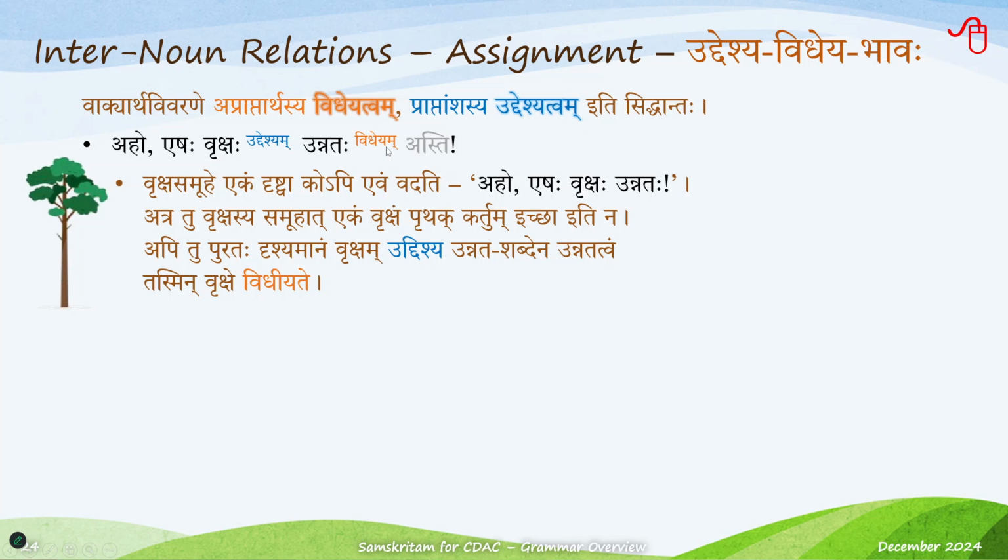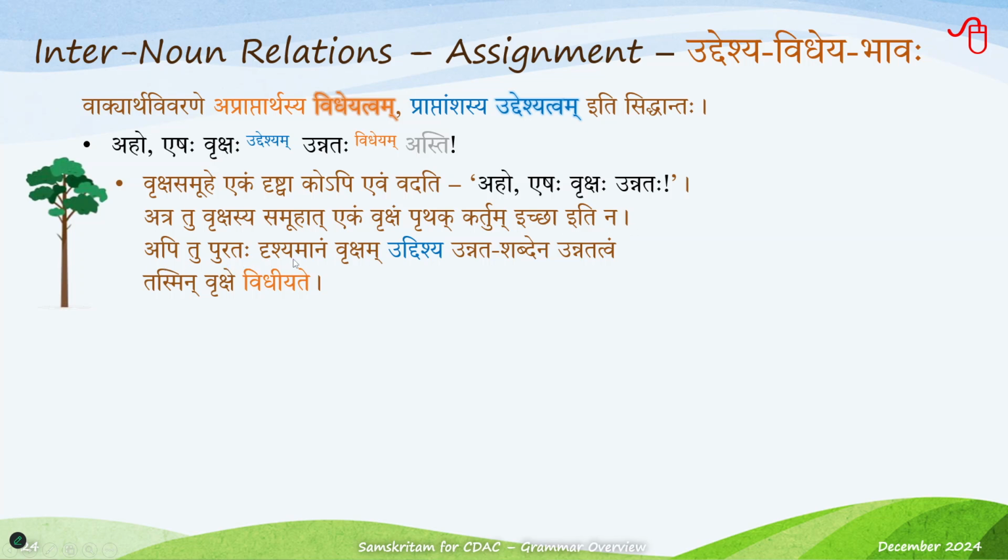So the first example that I have brought doesn't have any distinction in types of representation in the sentence. Both are in Visheshana Visheshya Samya. So let us read about that. Vakya Vriksha Samuhe, in the heap of vrikshas, ekam drishtva, having seen one, kopi, somebody, evam vadati. First let me read it and then translate. Vriksha Samuhe ekam drishtva कोऽपि एवं वदति, अहो एषः वृक्षः उन्नतः अस्ति. अत्र तु वृक्षस्य समूहात् एकं वृक्षं पृथक् कर्तुम् इच्छा इति न. There is no need to isolate one from the others.